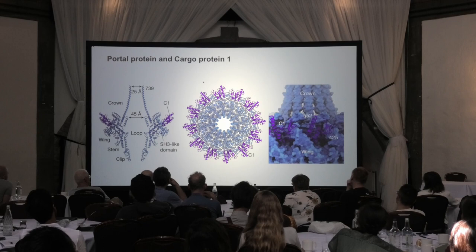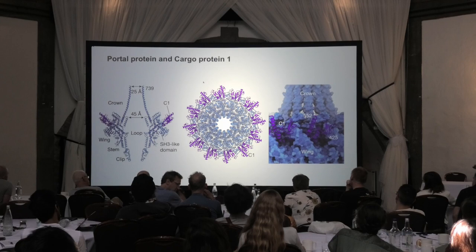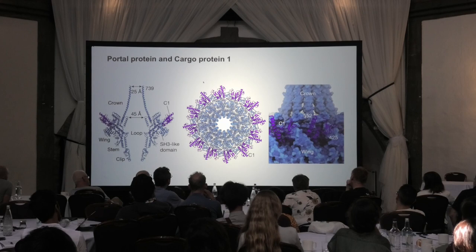The domain that you sometimes call SH3-like on the edge of the wing is slightly extended, and that enables this sort of interdigitating interaction with this other protein, what would be called cargo protein 1, that sticks in the pocket between subunits. But there's only one domain for a large protein, the rest of it is disordered inside the capsid.